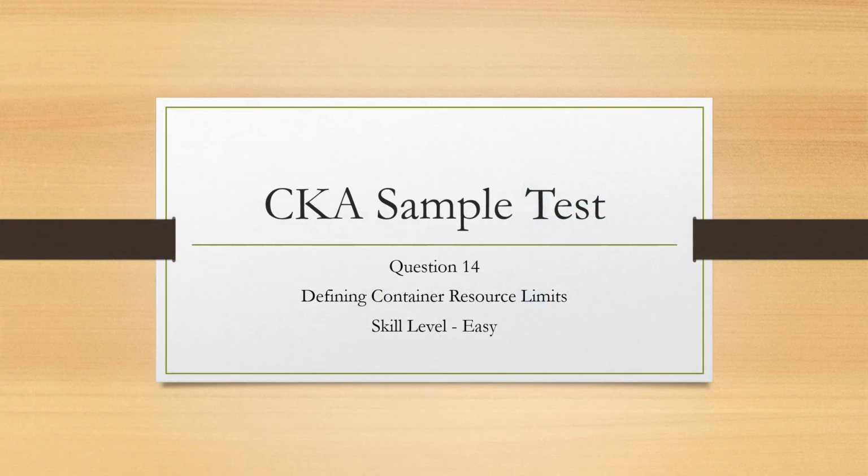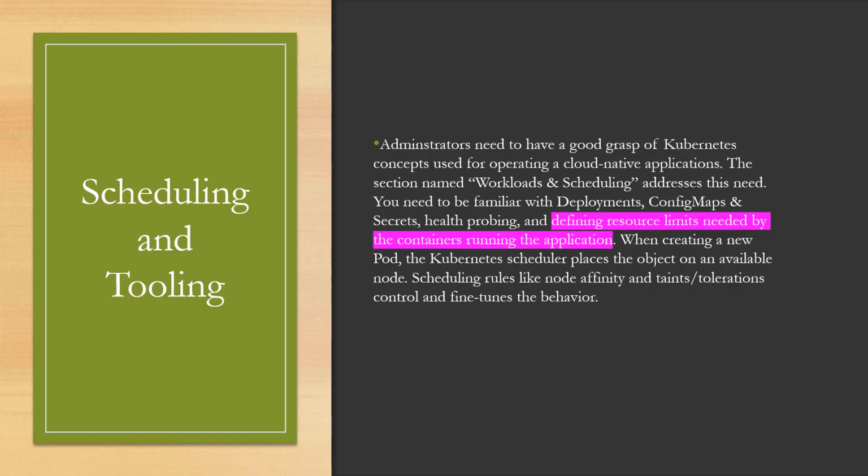Sample test question 14. Defining container resource limits. Skill level, easy. This question falls under the scheduling and tooling category of the CKA exam. In particular, defining resource limits needed by the containers running the application.